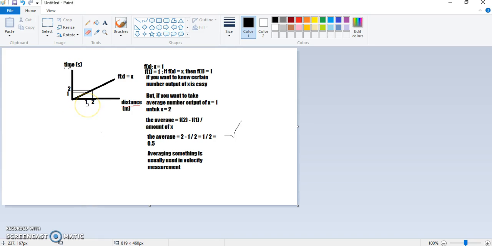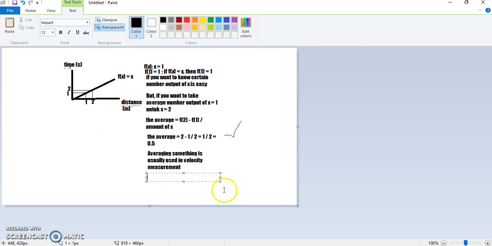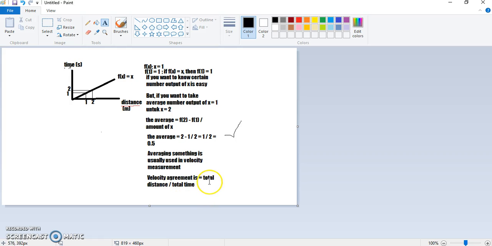So if I want to measure the velocity, it is total distance over total time. So that's velocity. If you see the velocity formula here, it is similar to the average from one point to another point.